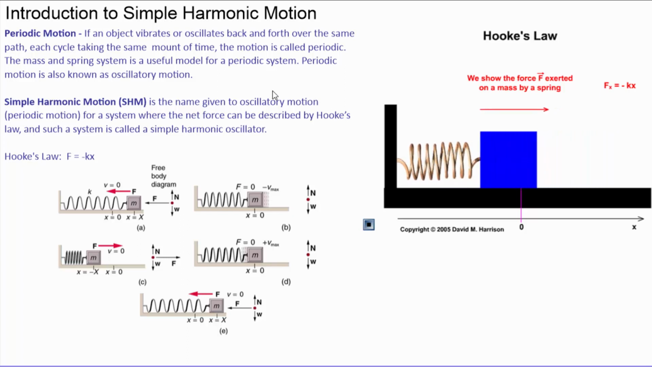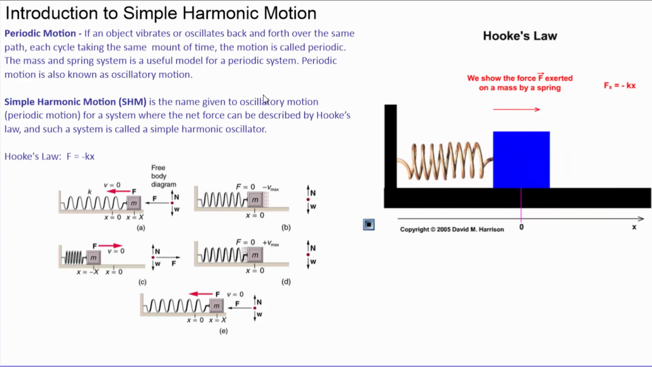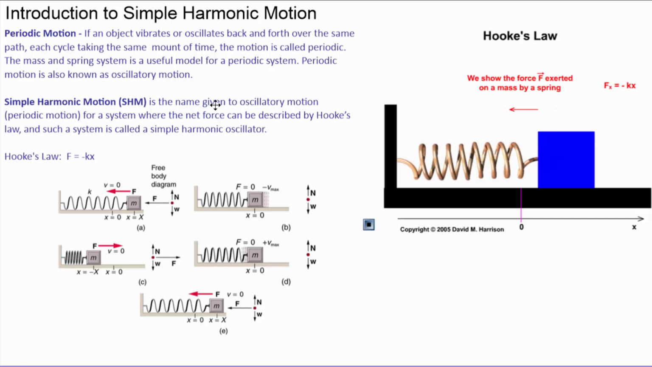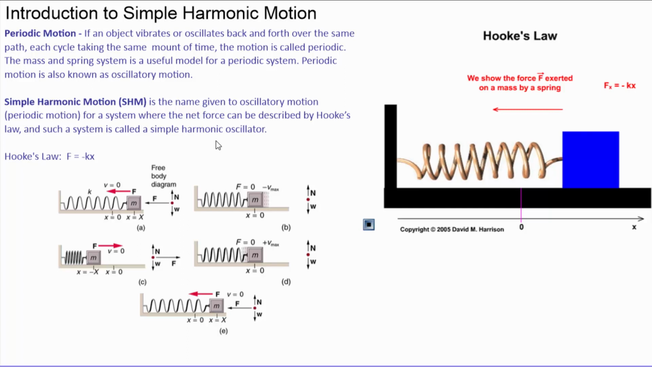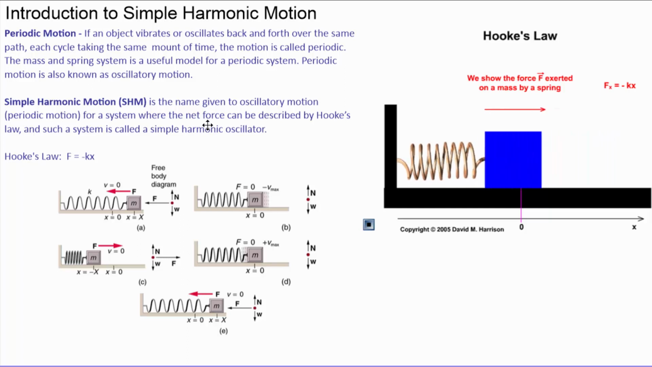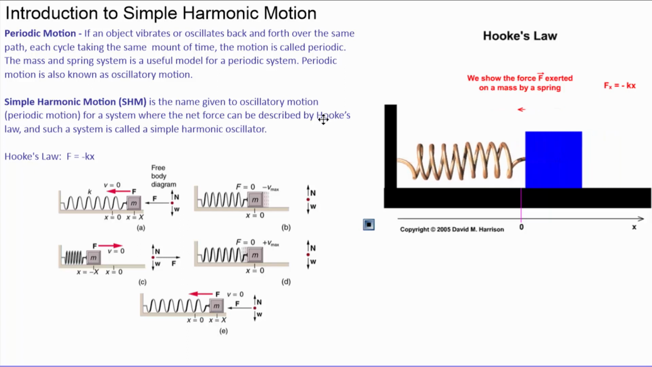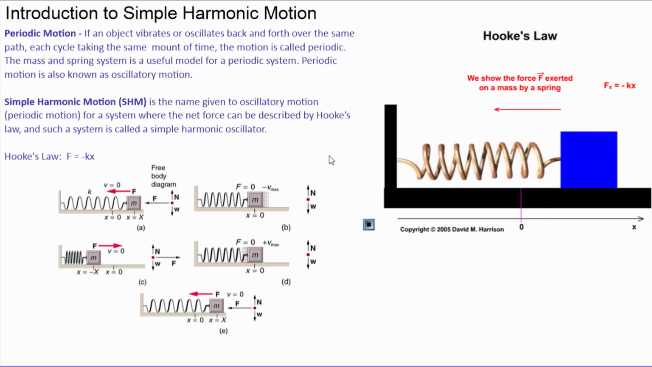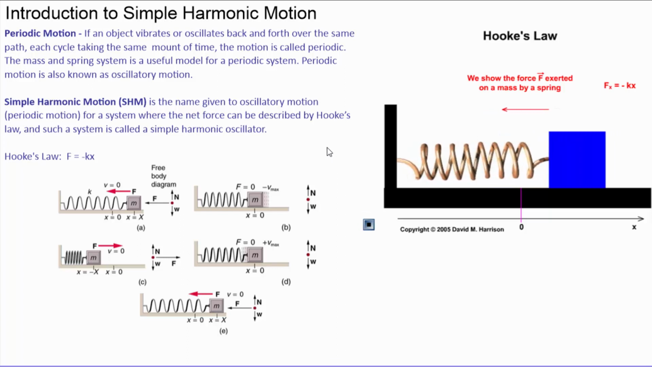When an object is within simple harmonic motion, it's periodic motion plus a little bit more. So it's oscillatory or periodic. However, there's also this extra bit that needs to be enforced. The net force acting on that object can be described via Hooke's law. Now you may recall Hooke's law from the energy unit. It's okay if you don't. I'm going to redefine it right now.